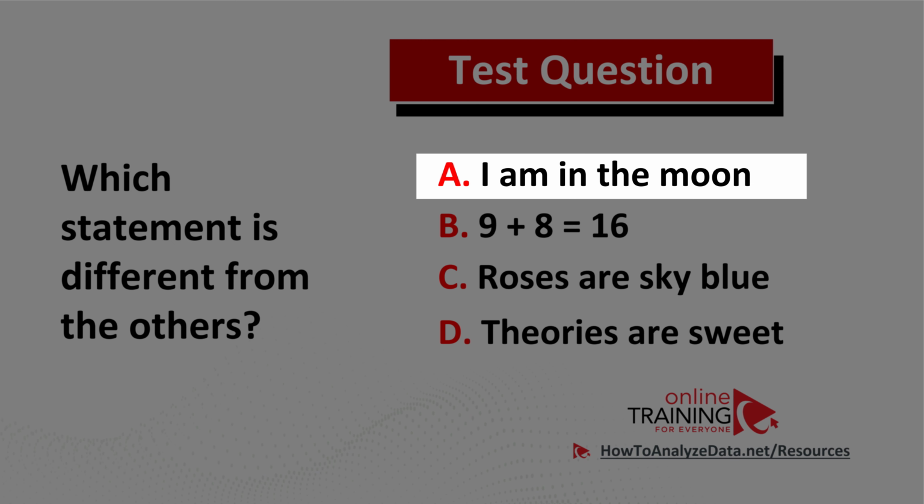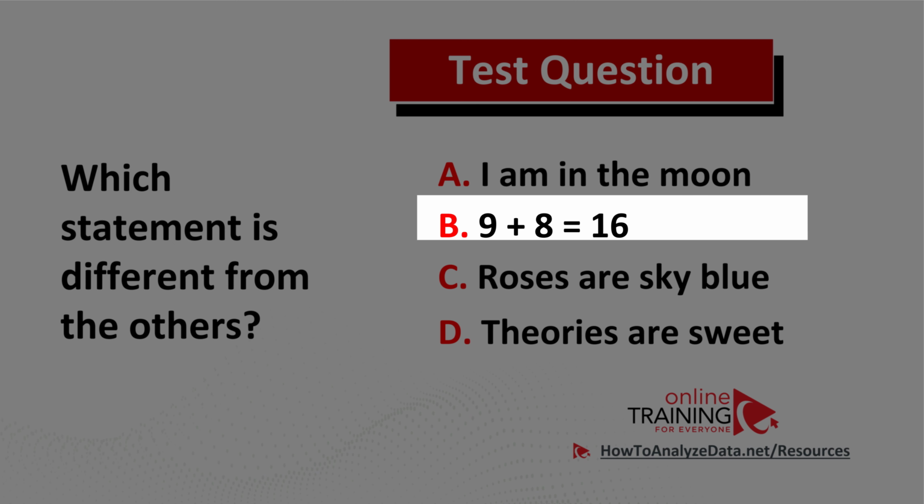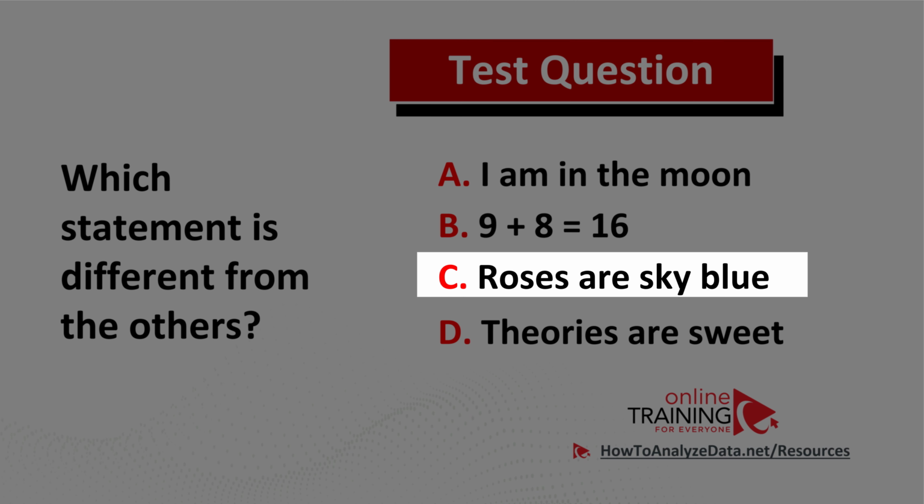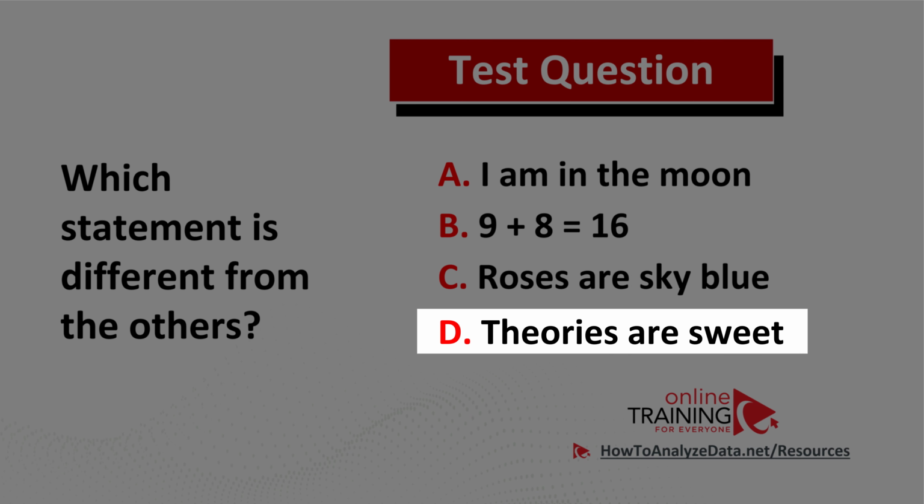Which statement is different from the others? The first statement, A, I'm in the moon. Choice B, 9 plus 8 equals 16. Choice C, roses are sky blue. And D, theories are sweet.